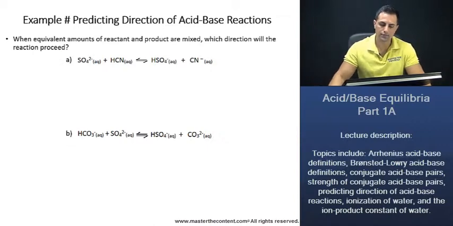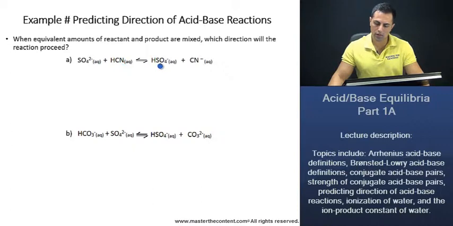Okay, great. To answer this question, first we'll identify the acids, then we'll identify the bases, and then we'll see in which direction the reaction proceeds. So here we have hydrocyanic acid, right? And we also have hydrogen sulfate. Now we have to identify the stronger acid of the two. And how can we do that?